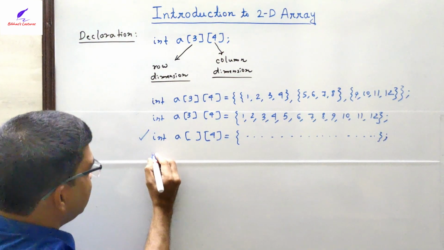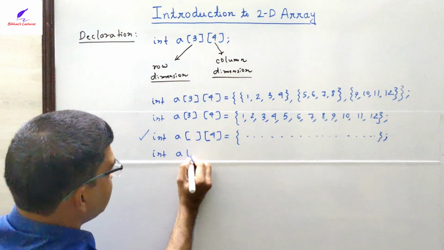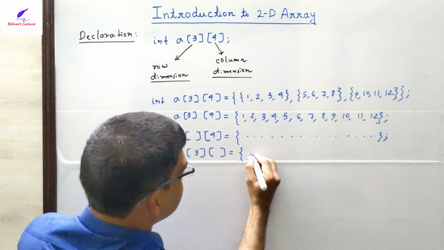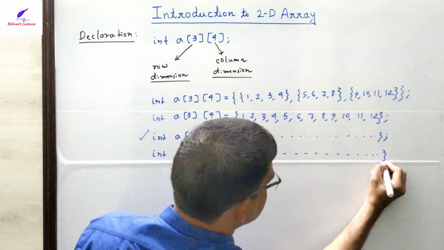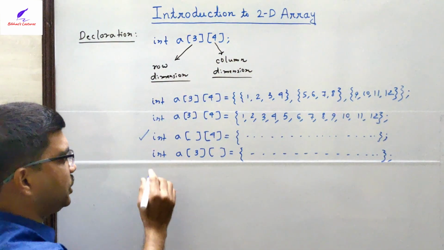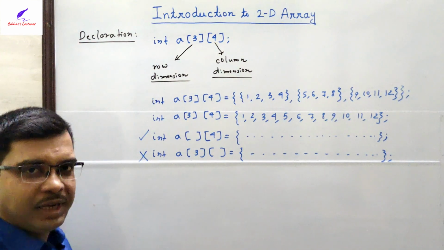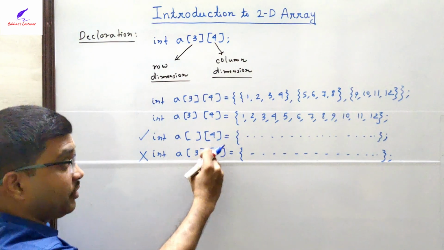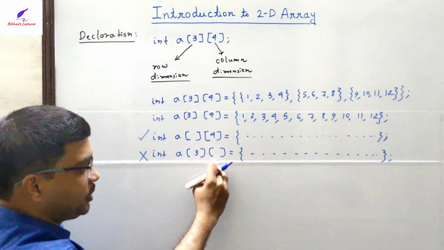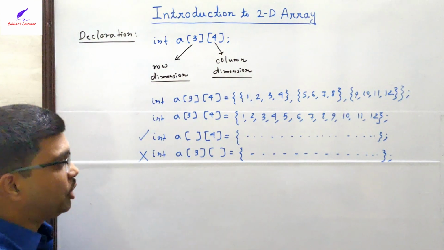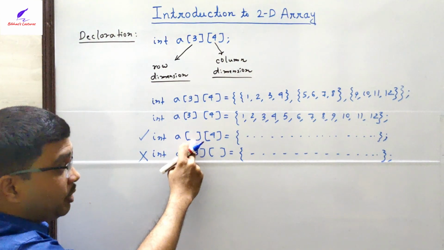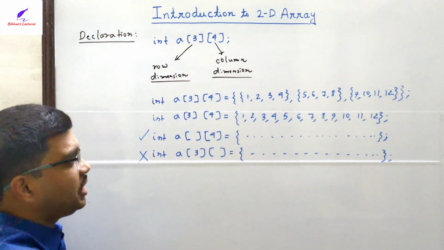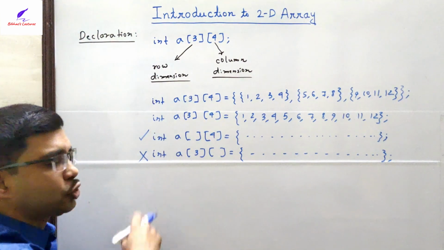But this type of declaration, for example this one, where all the previous 12 elements are there starting from 1 to 12, is illegal. Why? Because I have told you that mentioning the size of the column is mandatory, so you cannot leave it blank. You may not mention the row dimension, but mentioning the column dimension is mandatory. So these are the declarations of this 2D array.